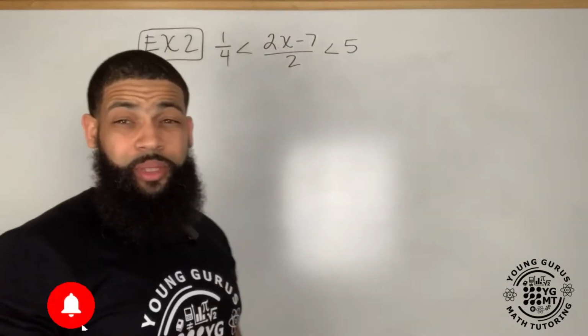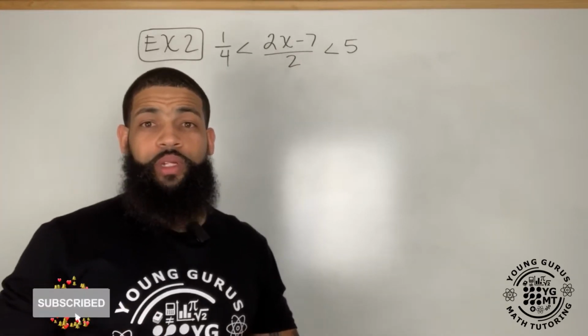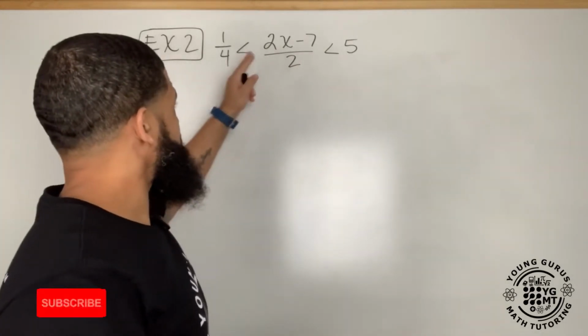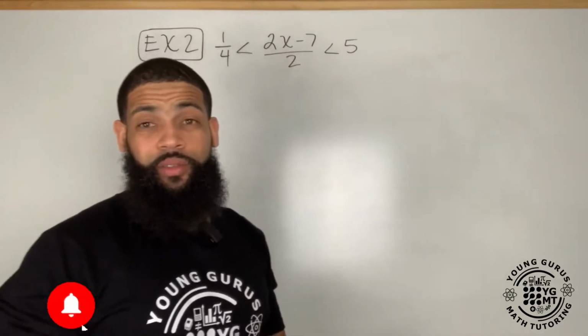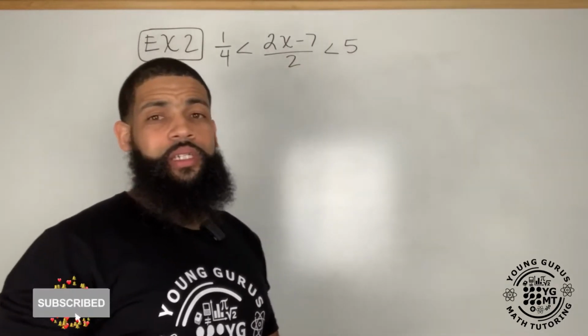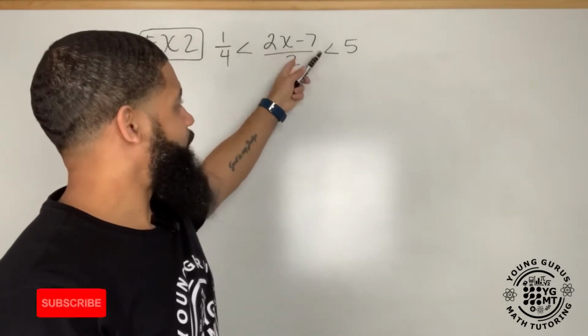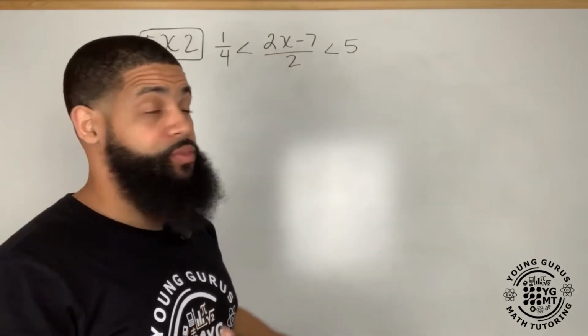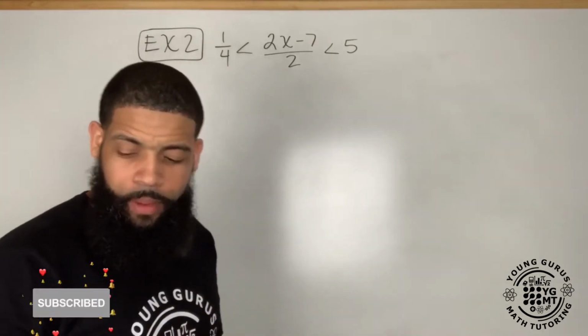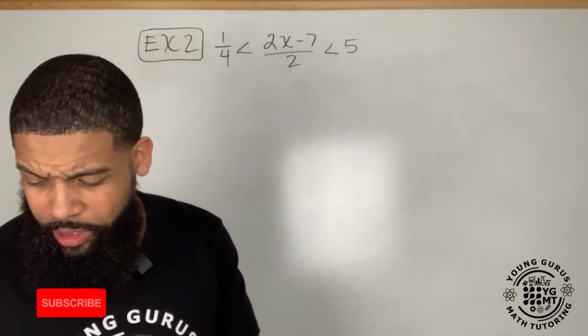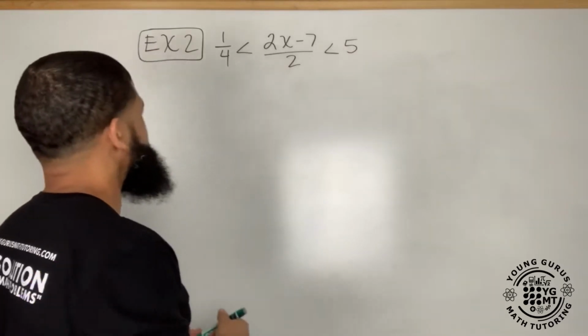Now, same thing, whatever we do to one part, we have to do to this section and this section. So I need to get this x by itself. In order to get that x by itself, the opposite of dividing, because remember a fraction bar represents division, is multiplying. So I'm going to multiply by 2.